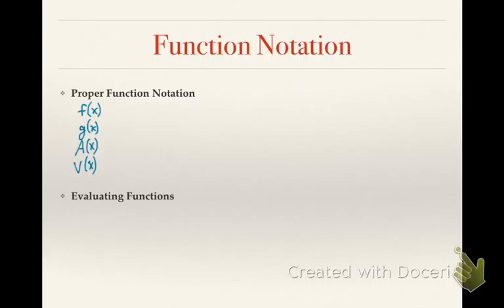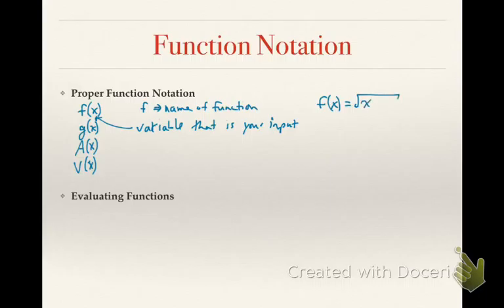But the important thing here is that this f, whatever letter you use, is just the name of the function. And that allows you to have several different functions in terms of the same variable. Okay, and then inside the parentheses is your variable, that is your input. So proper function notation has that starting off. So you might see something like f of x is equal to the square root of x minus 5.